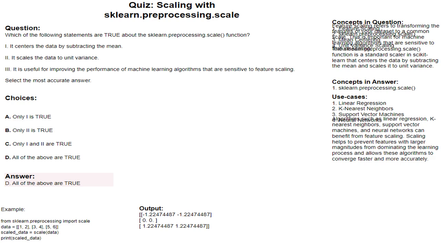Support vector machines (SVM) are also sensitive to feature scaling. Scaling helps to prevent features with larger magnitudes from dominating the decision boundary, leading to more accurate classifications. Scaling also helps to improve the performance of SVM algorithms, especially when dealing with high-dimensional data.